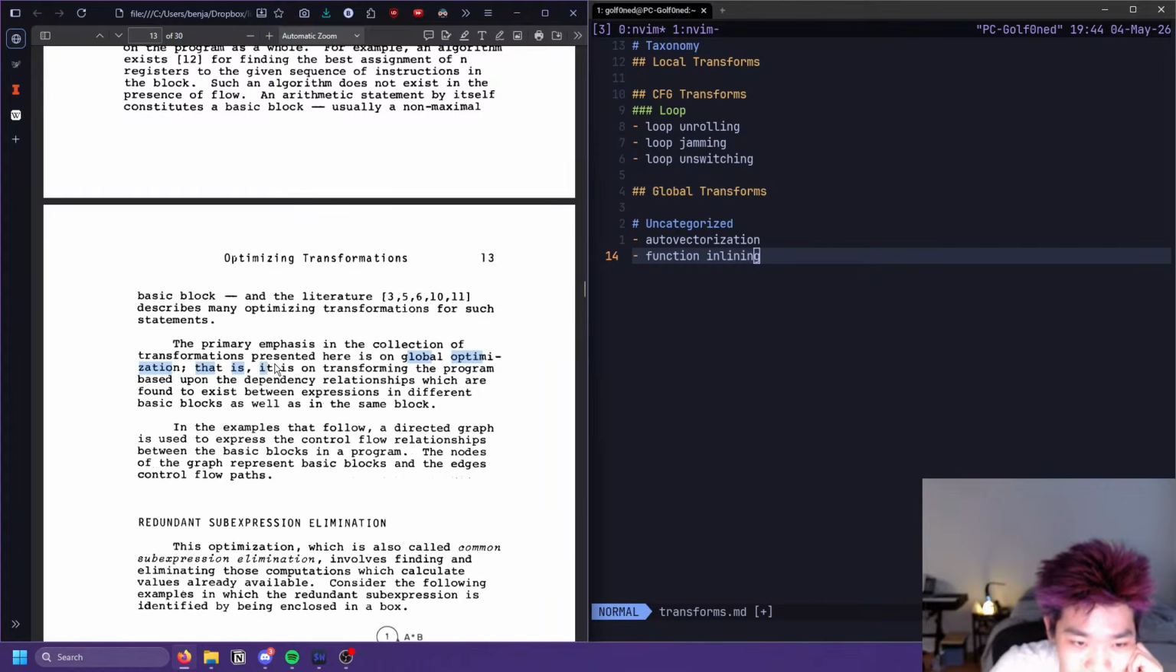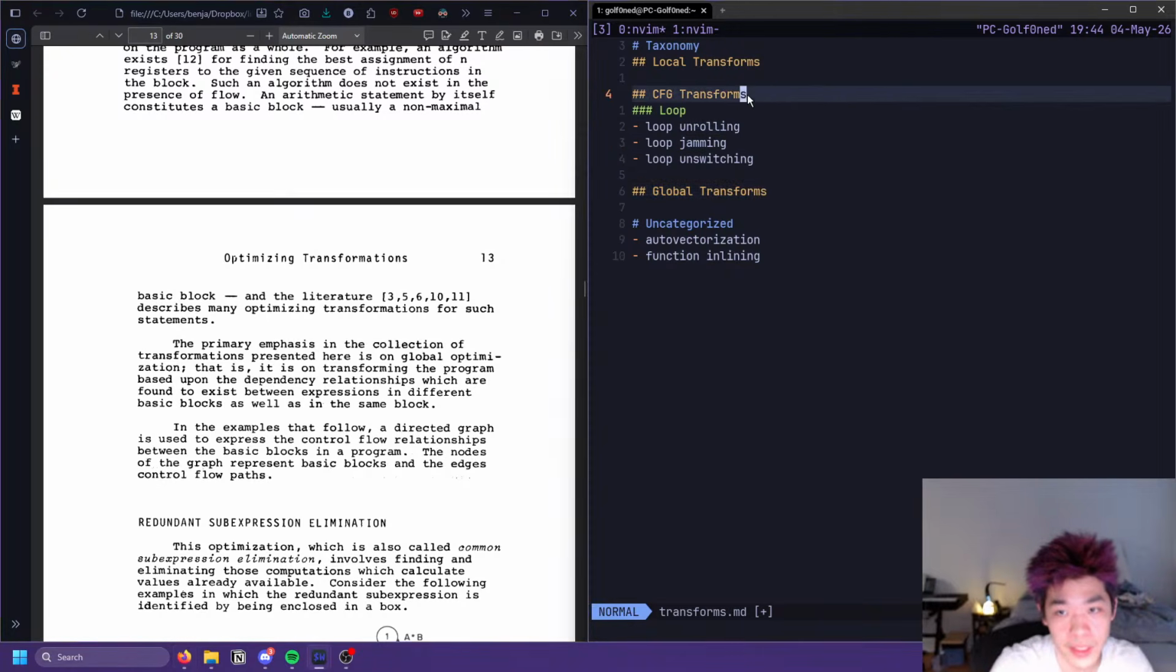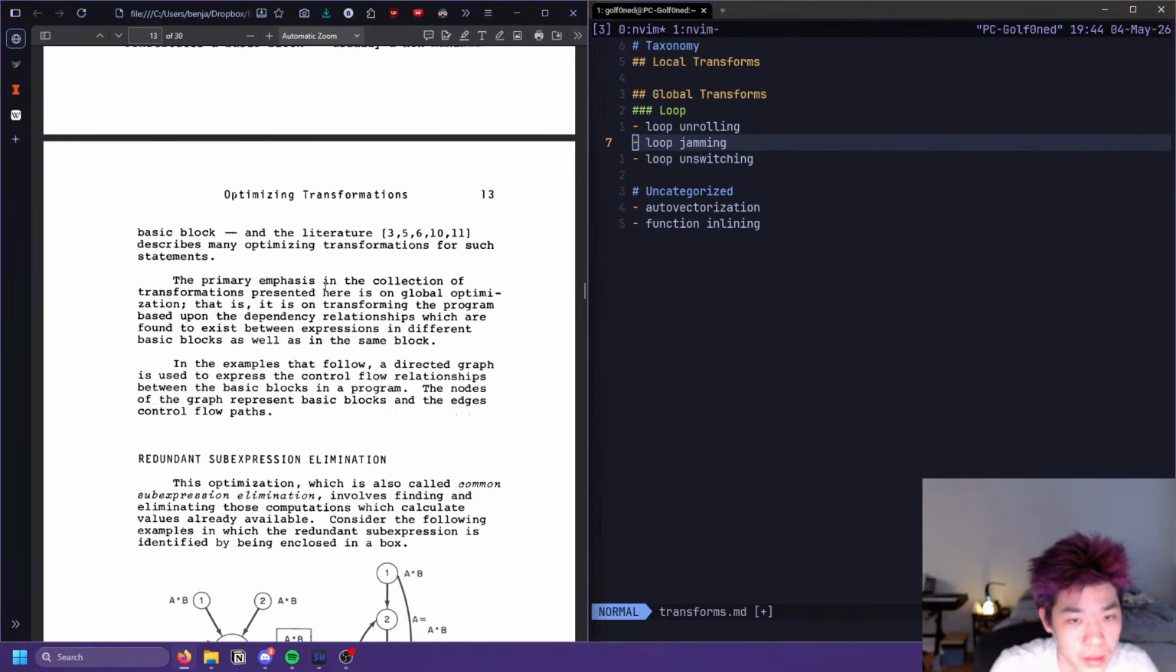Okay, global optimization. So this is mostly focused on the global stuff, which makes sense. Or I guess CFG / global. I guess we could do it like that. CPU gates are mostly limited by quantum. Oh yeah.